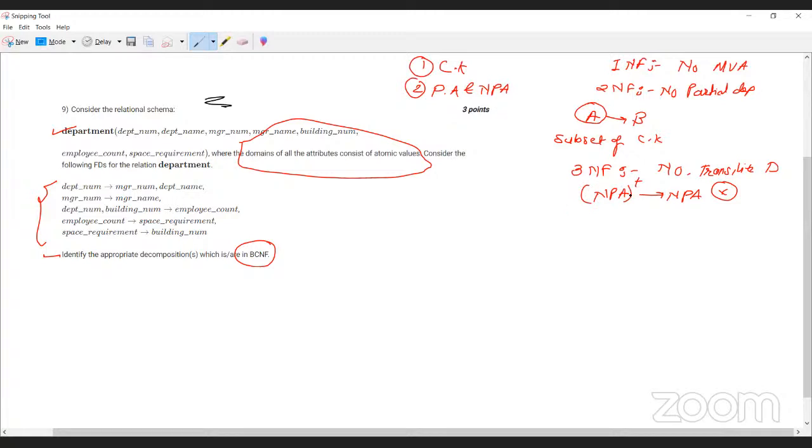Now, what is the BCNF condition? The left-hand side of every functional dependency must be a super key, right? That means if we take the closure of the left-hand side of any functional dependency, we should get all the attributes present in that relation. So we have to decompose this relation into BCNF. So what is the candidate key here?